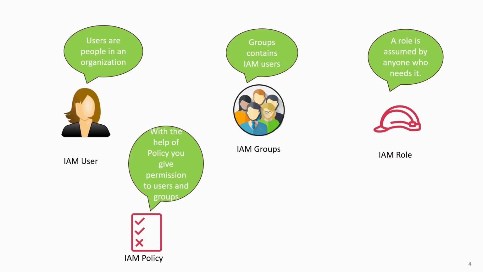Then we come to groups. Groups contain IAM users. Suppose developers is a group of IAM users. A role is assumed by anyone who needs it. It can be a user and it can be a service. Like an EC2 instance can access the S3 bucket, so the EC2 instance has a role. Then we have an IAM policy. An IAM policy tells us what permissions, or what things, a user or a resource can access or not. So with the help of a policy, you give permission to users and groups.